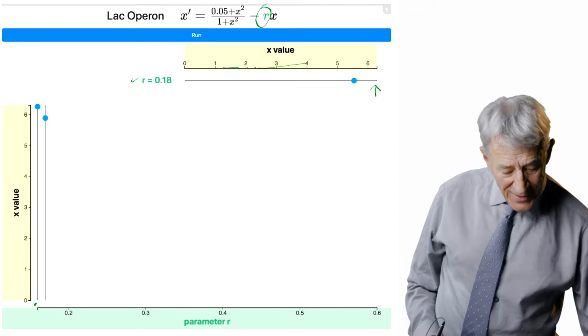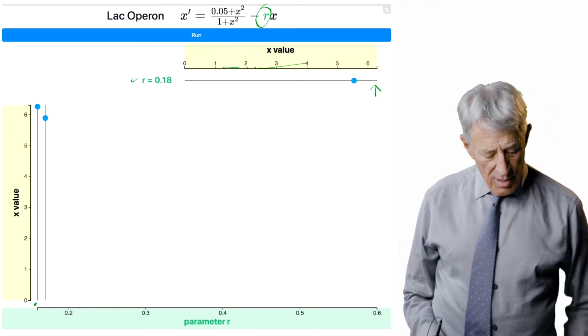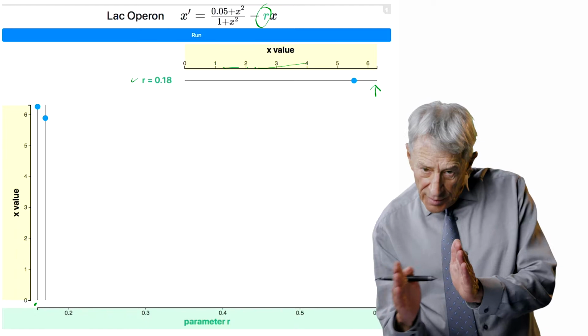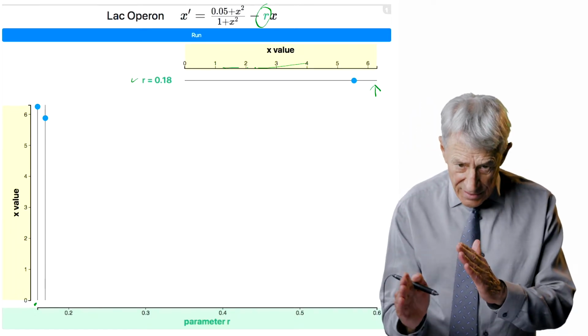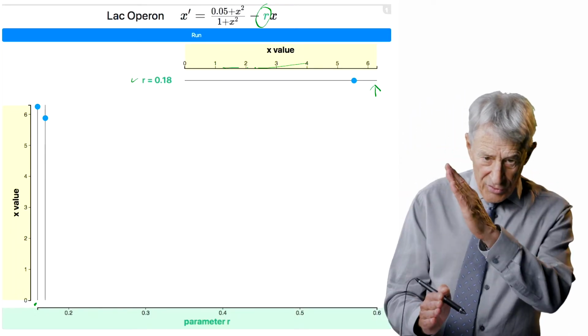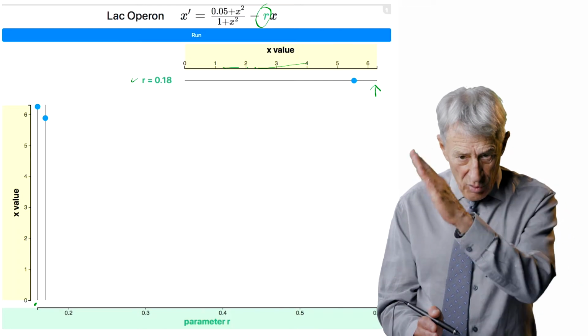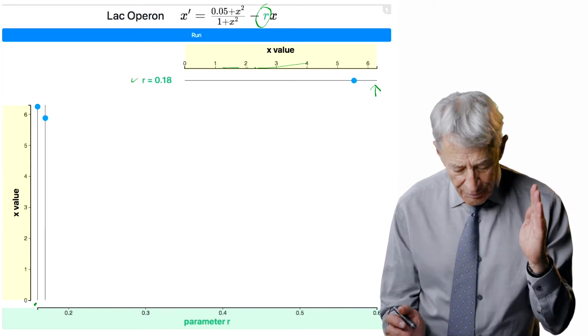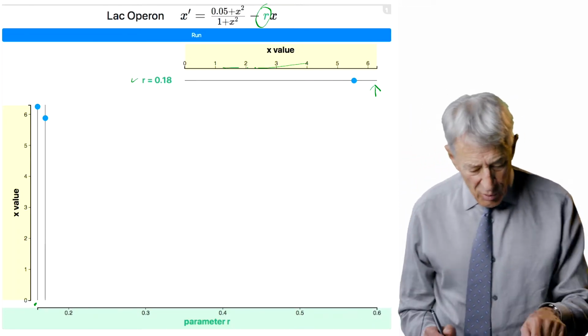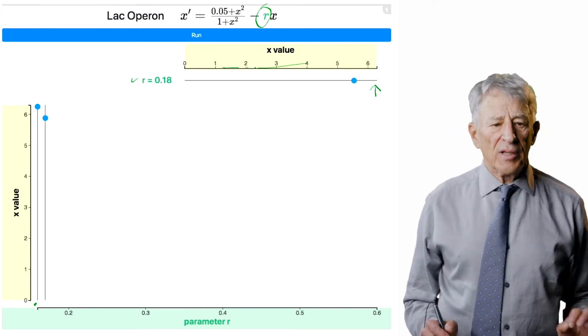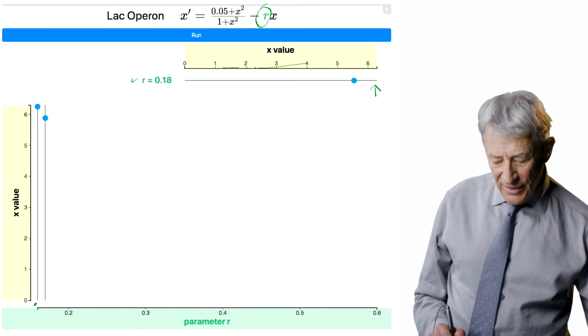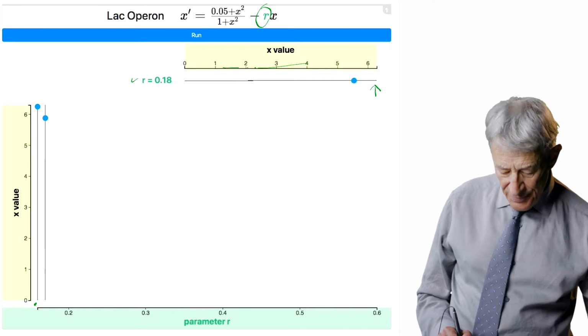Now here's 0.17. At 0.17, the equilibrium point has moved in a little bit because as R increases, it intersects that sigmoid at a lower value. So for R equals 0.18, again, we have a single equilibrium point, but it's at a slightly lower value of X.